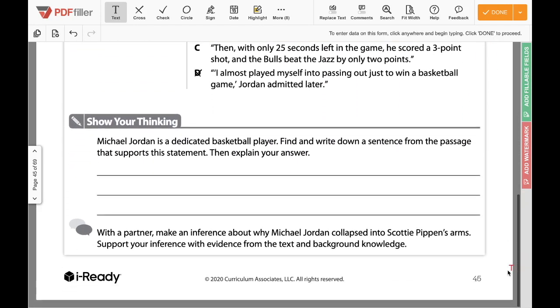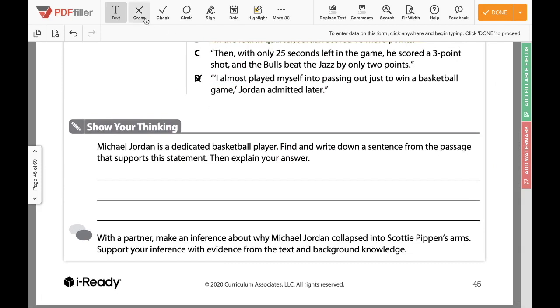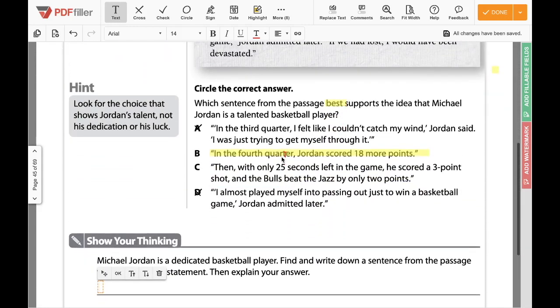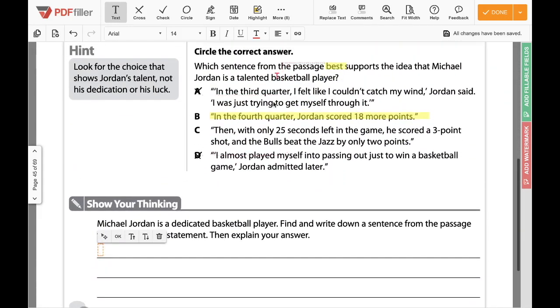So now we're going to do a short answer. So it says, Michael Jordan is a dedicated basketball player. Find and write down a sentence from the passage that supports this statement. Then explain your answer. So let's come back here to our options within this multiple choice question. So we know B or C isn't talking about dedication because we said that more so talks about his skill and maybe a little bit of his luck.